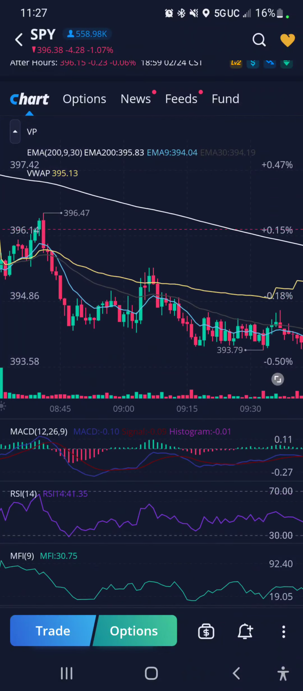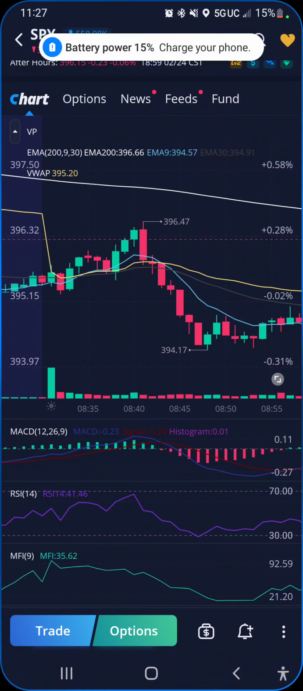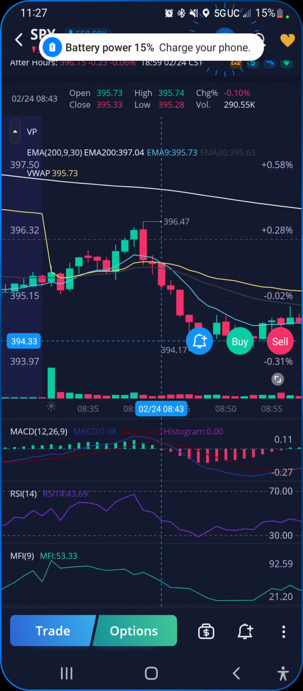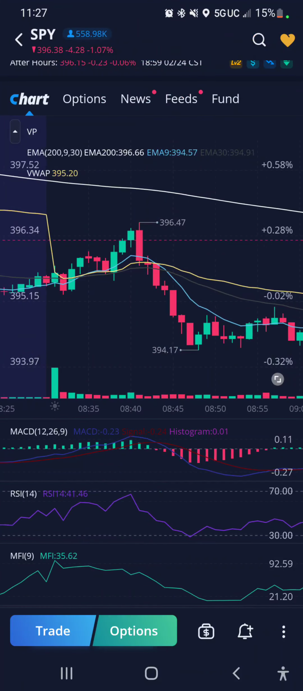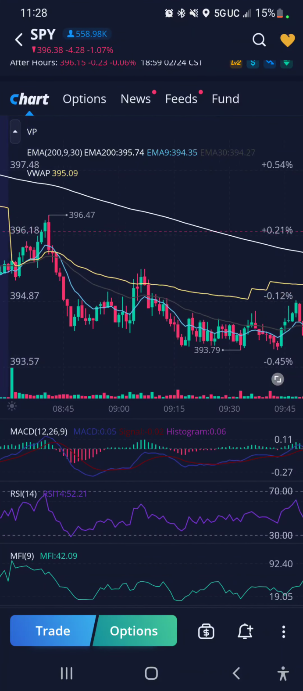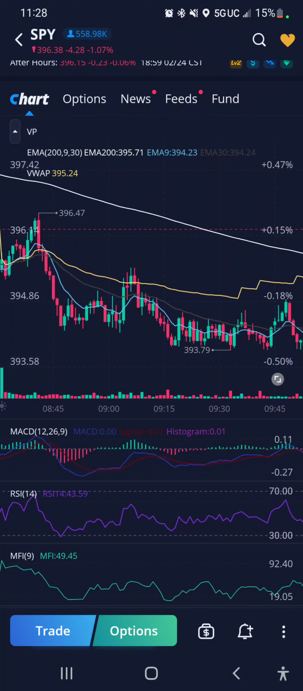And I'm basically out here, like right here, I'm basically saying, okay, I'm only trading the crosses. The cross of the 9 EMA to the VWAP, if that makes sense. The VWAP is the yellow, the 9 is the light blue. Those would be my beginning.